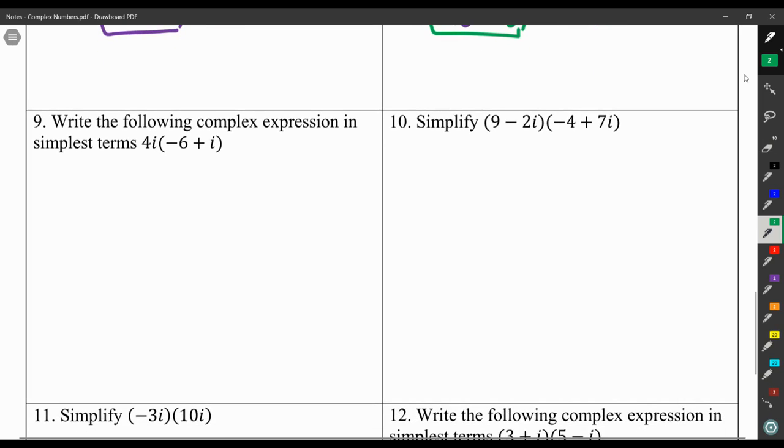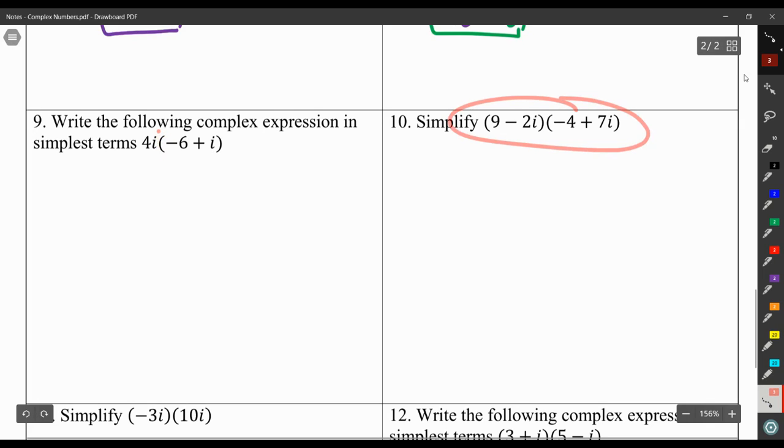So for 9 through 12, now we're multiplying. And the reason why we know we're multiplying is because if we look in between this first term and the parenthesis, there is no add or subtract here in the middle. Same thing with number 10. There is nothing here in the middle of the parentheses, which means you're multiplying this parenthesis times this parenthesis.